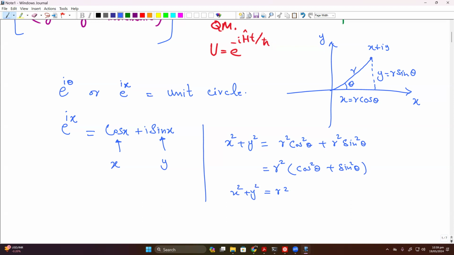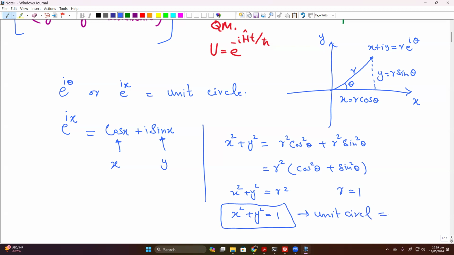So this complex number over here is actually in the polar form, equal to r e to the i theta. But now if I take r equals 1, I have x squared plus y squared equal to 1 squared, or simply 1. And this is a unit circle. This actually corresponds to e to the i theta or e to the ix, one and the same thing. So this is what we just saw geometrically, and that's the analytical proof that e to the ix is actually a unit circle in the complex plane.